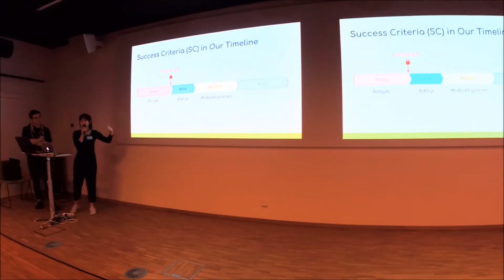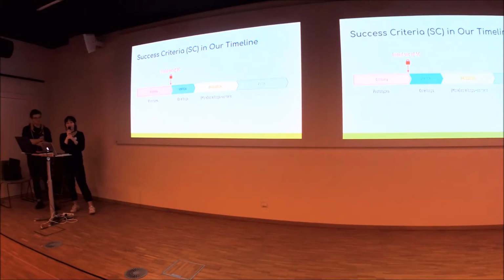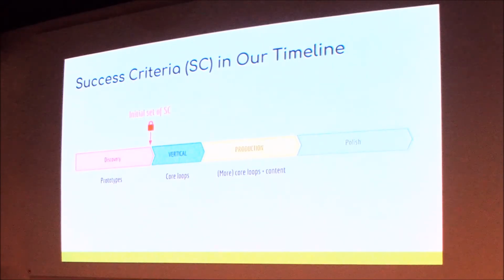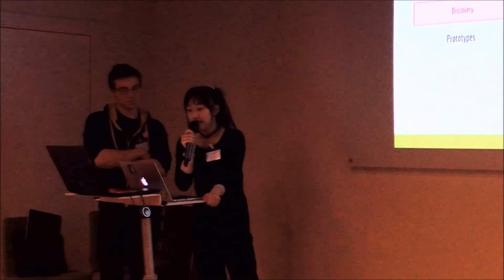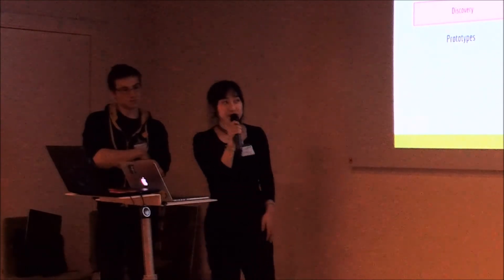So we have so many prototypes, and we compare, and we have some game ideas. Let's say we have 3 features at the end of the discovery. And then surrounding these 3 features, we can have our first set of success criteria. And then at the end of vertical slice, we have core loops.